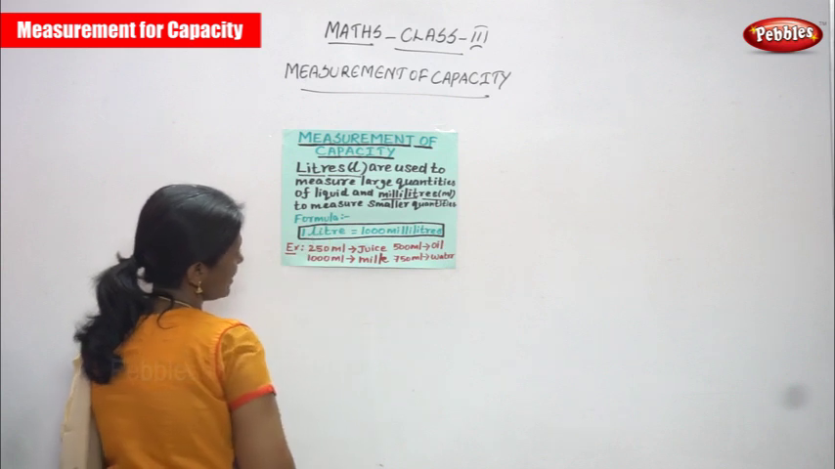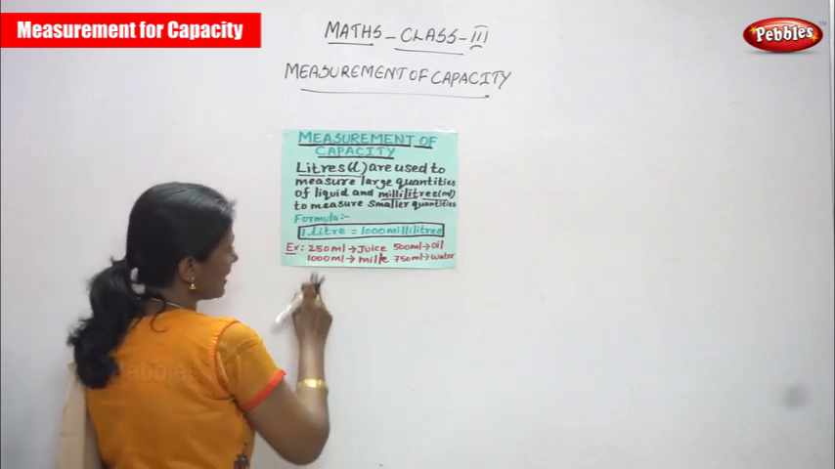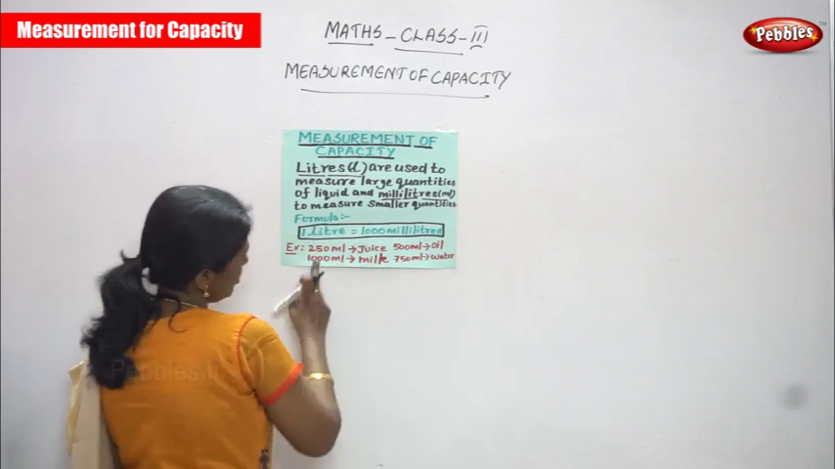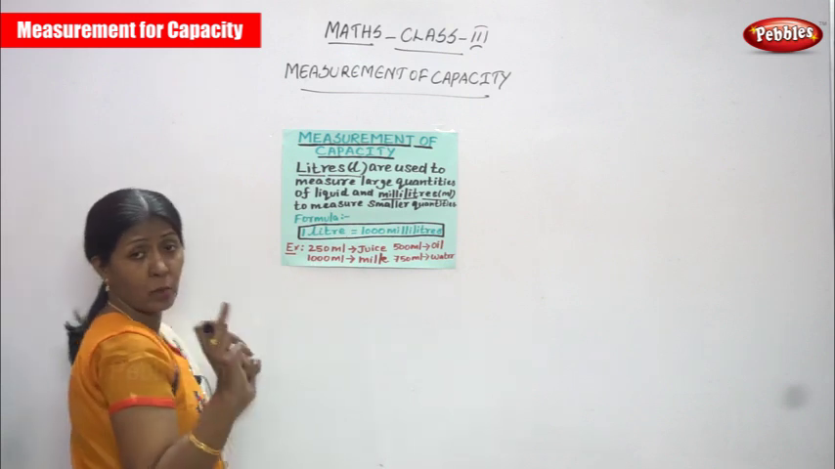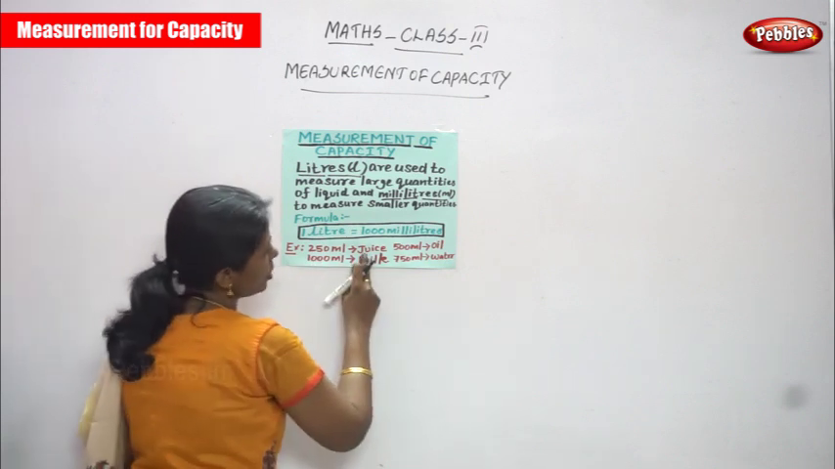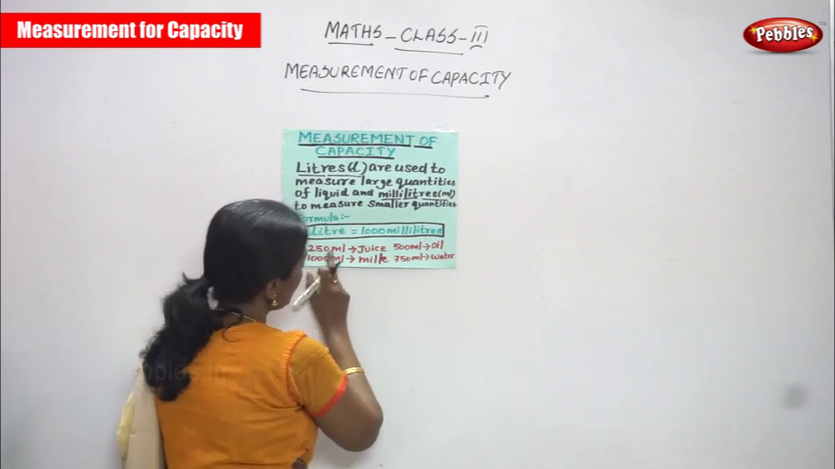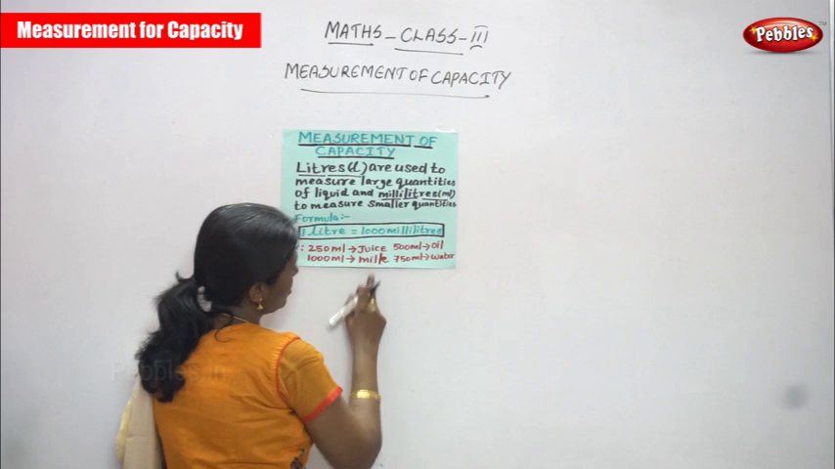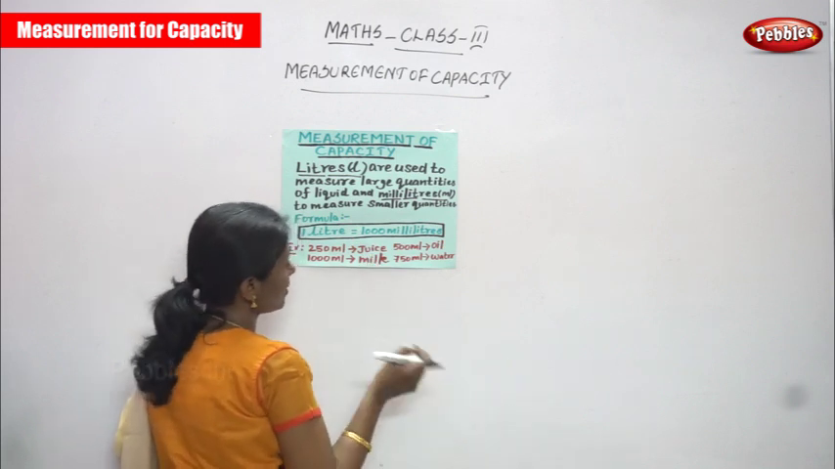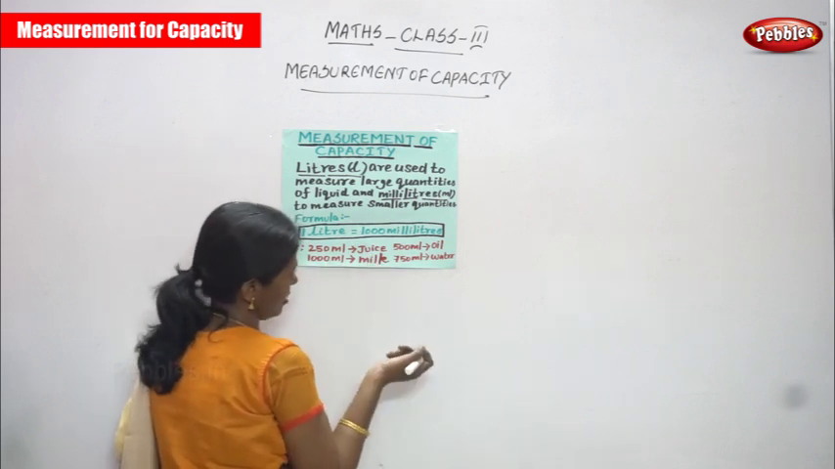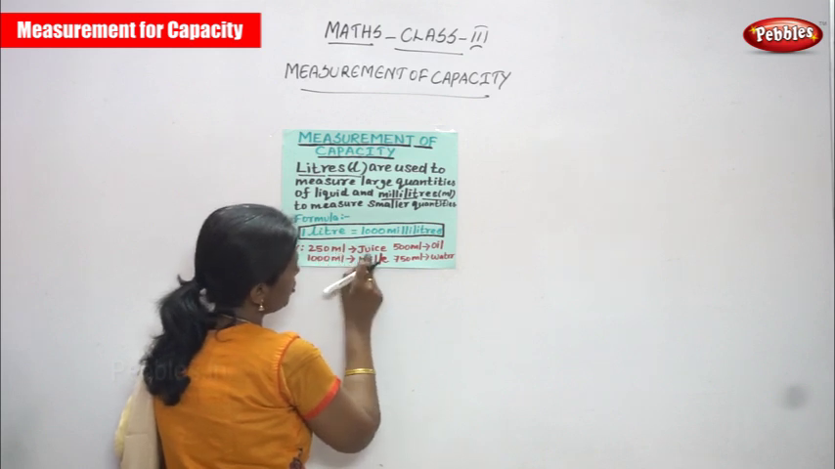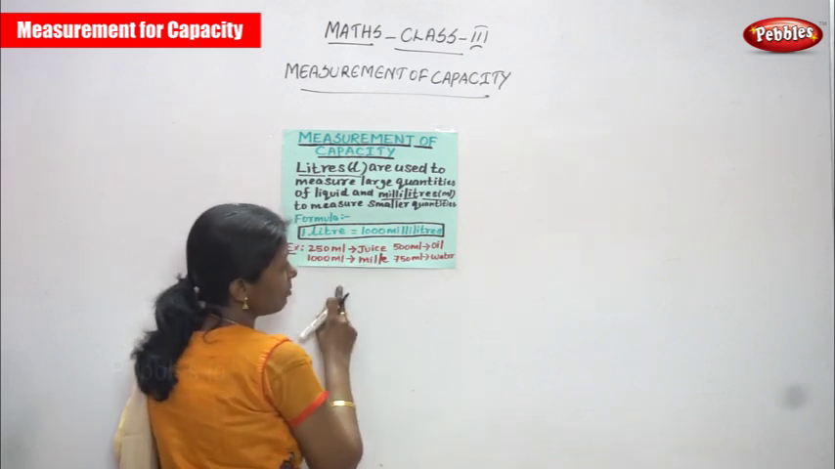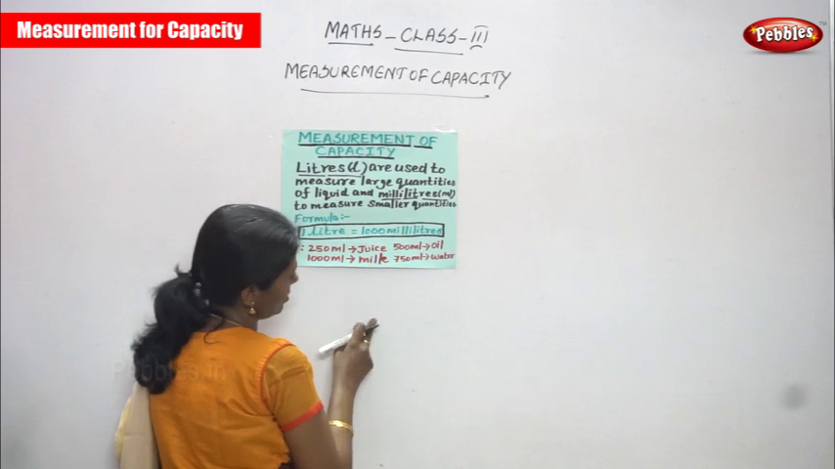I just want to give some examples. 250 ml of juice and 1000 ml of milk. 1000 ml means nothing but 1 liter of milk. Otherwise, if you want to say 500 ml of juice, we can call it half a liter. 500 ml means nothing but half a liter of juice.